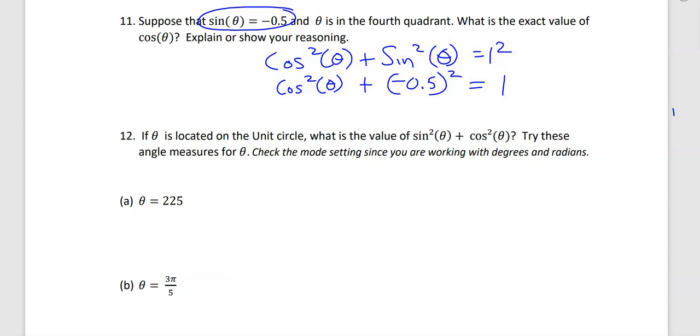That's different than problem 12. In problem 12, they're actually giving you the theta, so you're replacing theta with the number. So go ahead and finish off problem 11, and then find the answer here. It says try these measures for theta. Change your mode, since you're working with degrees and radians, so make sure you check your mode. In problem A it's degrees, but in problem B it's radians. So turn the video back on and you're ready to talk about problem 11, 12A, and 12B.